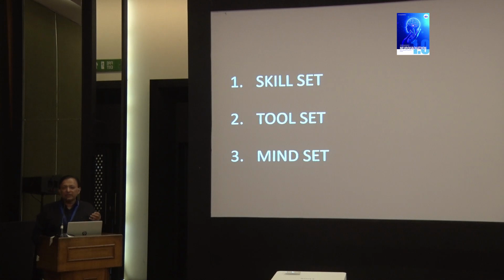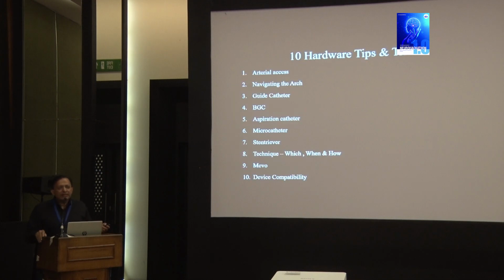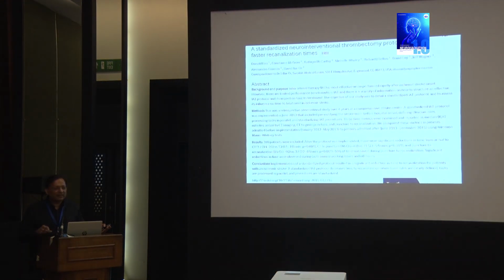So these are all three different talks altogether, but I'll just talk about the tool sets today. Now, what are the 5 things that you should consider when you decide on the hardware? Because every company is going to tell you that my catheter is better, my hardware is better, my stent retriever is better. Now, I'll just share with you 10 tips and tricks on how to have a successful thrombectomy and what are the hardwares and things to use. The first and foremost is arterial access.